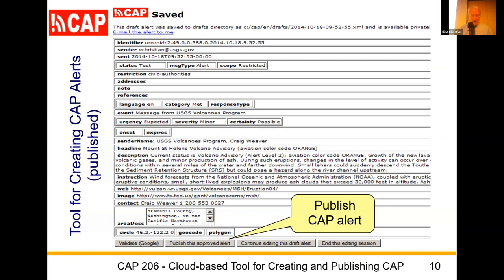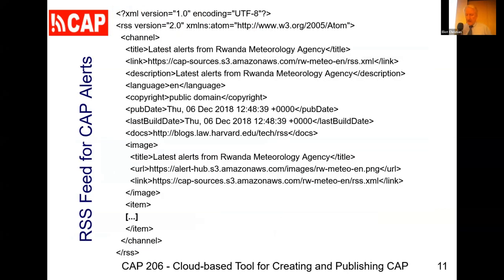If the person composing the alert is authorized in the role of approver, then he or she can actually publish the alert. You see that in the yellow callout. And that publishing simply updates the CAP feed. The CAP feed is always in order by most recent first. So at the very top, you would see the volcano alert that we just updated.